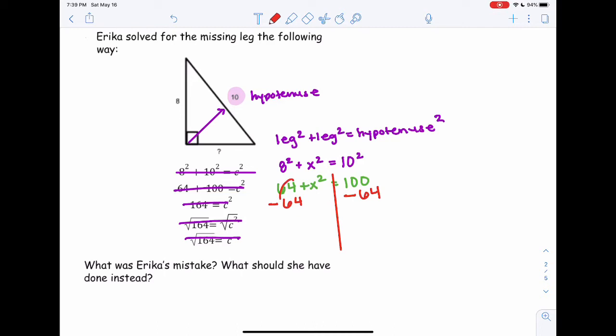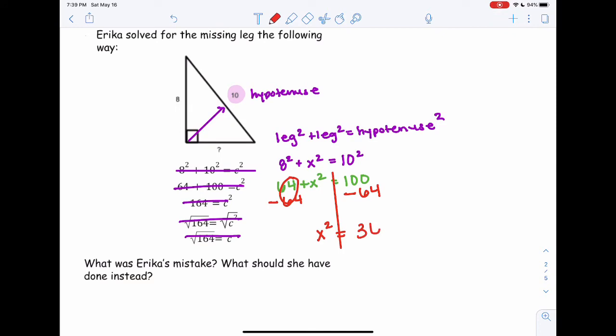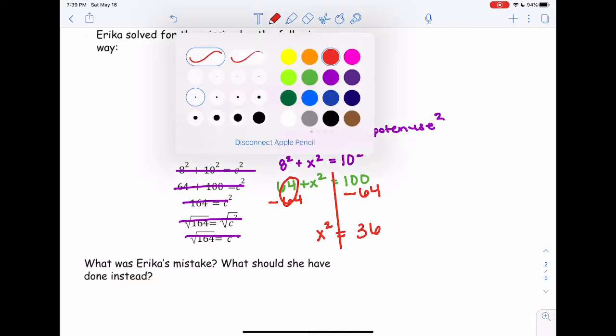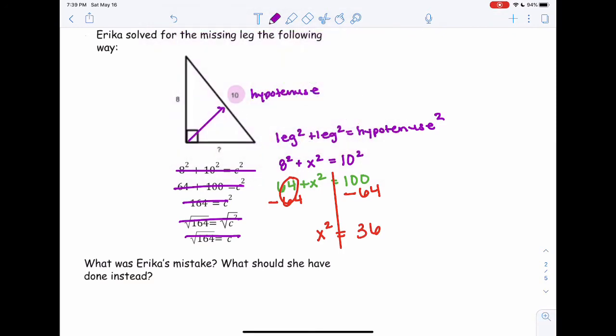64 minus 64 is 0. I still have my x squared. 100 minus 64 is 36. Okay, and then there's still one more step. My x is still not by itself, it's being squared. The opposite of squaring is taking the square root. So I'm going to take the square root of both sides, and I get that x equals 6.